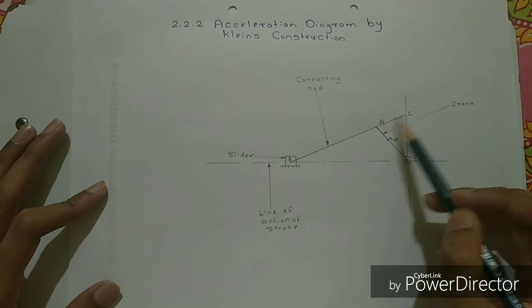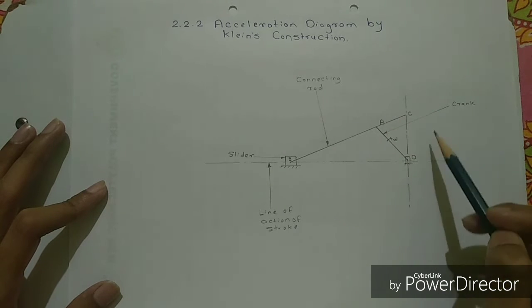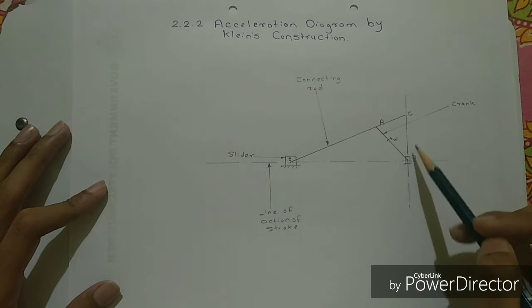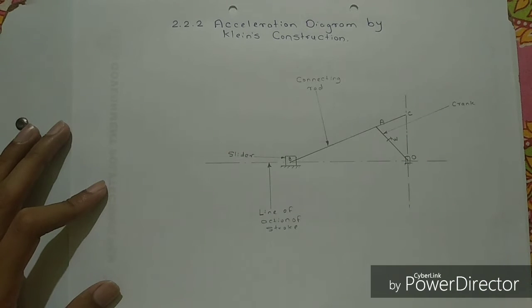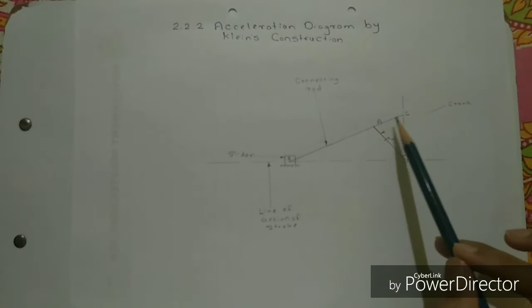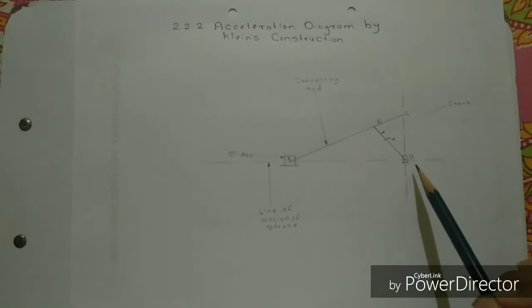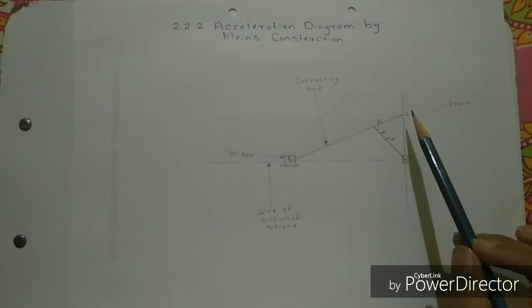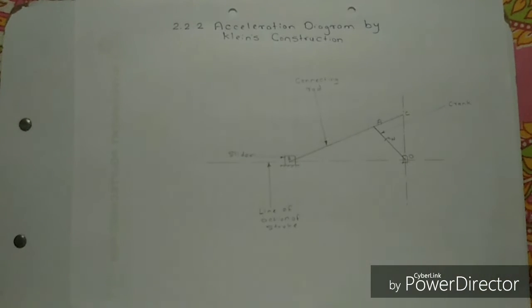This is ACO, a triangle which we have to draw previously. This is the velocity triangle. Now draw the velocity diagram ACO as explained in the previous section. We already drew that velocity triangle. Then draw a circle with center A and AC as the radius.